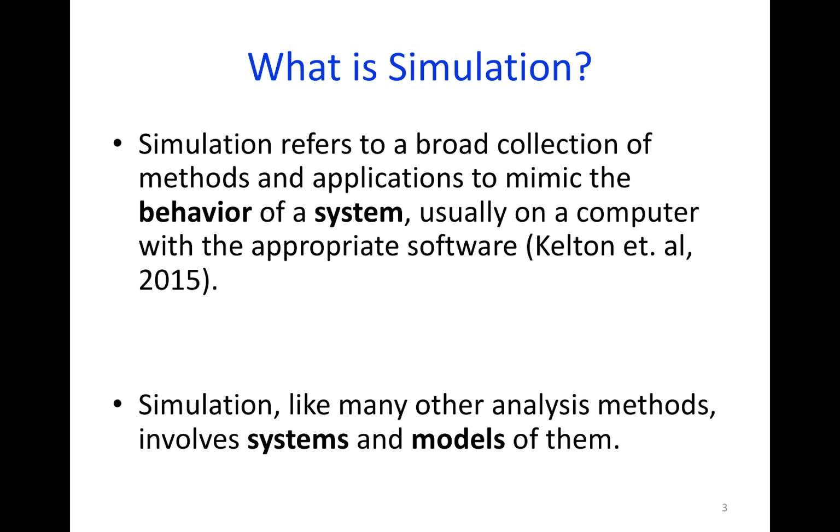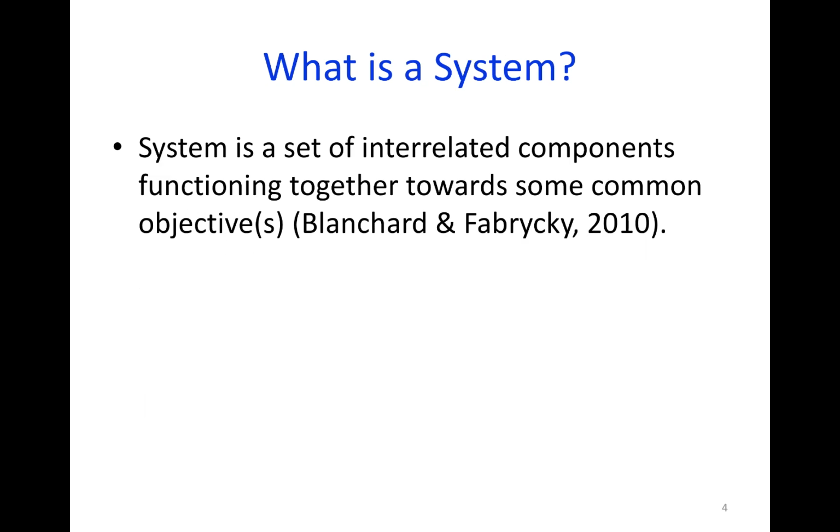Okay, so before we get more into the definition of simulation and why we use simulation, let's look at some of these basic definitions. What is a system? A system is a set of interrelated components that are working together to achieve some common objectives. For example, an airport is a system. What are the components? Airplanes, different types of airlines, the airport itself, passengers. These are all different components of this system that are working together such that this complex system achieves its objectives.